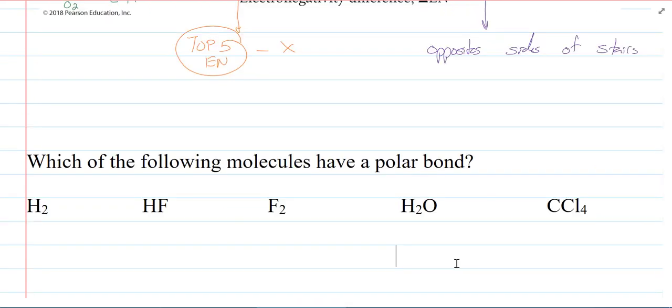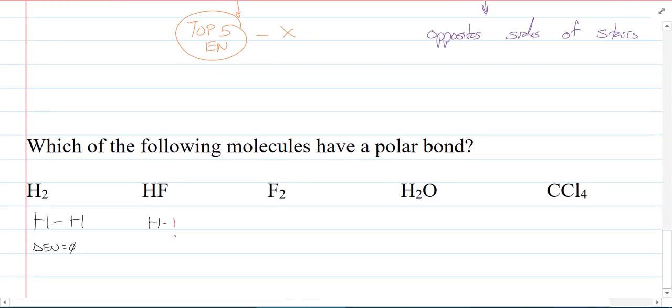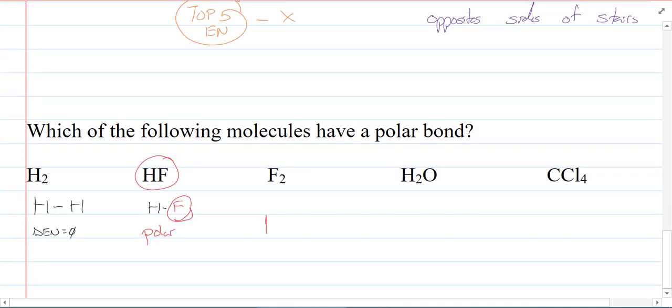Which of the following have a polar bond? H2. So that's H bonded to H. Is that polar? Well, is hydrogen a top 5? No. And hydrogen is hydrogen, so the electronegativity difference is 0. So that would not be a polar bond. HF, F is a top 5. So that means we have a polar bond here. F2: F is a top 5, but when F's bonded to F, delta EN is 0. So that's not polar.